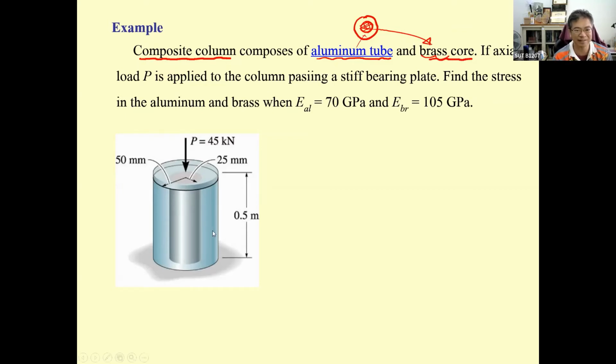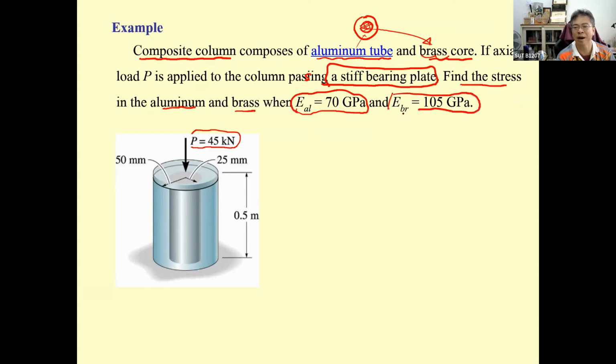They give us this column with 0.5 meter length, under the force of 40 kilonewton, passing through a stiff bearing plate. That means by putting the stiff bearing plate, the force is distributed to the aluminum and brass uniformly, and the deformation is going to be equal. They said find the stress in the aluminum and the brass, when aluminum has E equal to 70 gigapascal and the brass has 105 gigapascal.